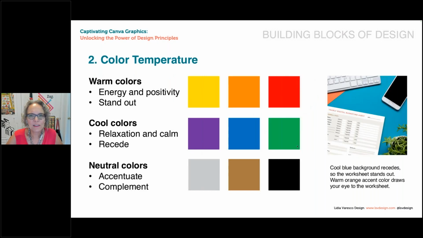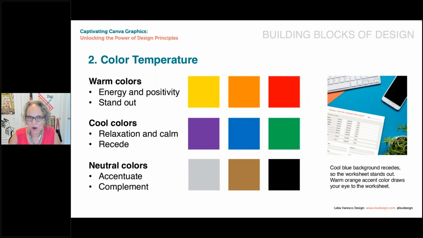So now we'll talk a little bit about color temperature. This is something that most people are probably familiar with: warm colors and cool colors. There's also something that we refer to as neutral colors. The warm colors are really used when you want to convey energy, positivity, motion, excitement, and they stand out from the page. Literally, they kind of jump up on the page. And then the cool colors are more about relaxation, calm, serenity, and those colors recede. So again, literally, they're kind of in the background.